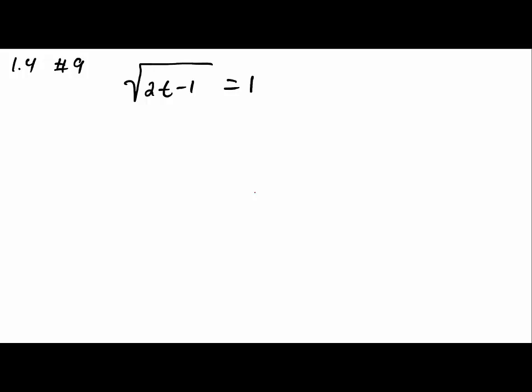Welcome to section 1.4. These are the examples for this particular section. So I'm going to start off with number 9. So we have the square root of 2t minus 1 is equal to 1.